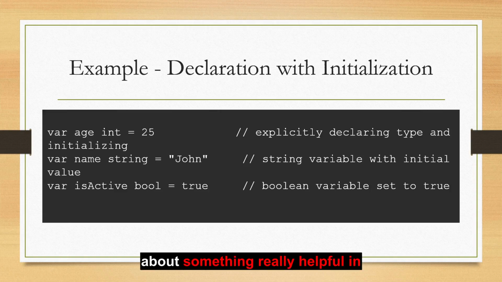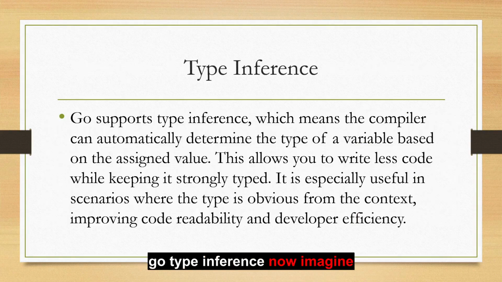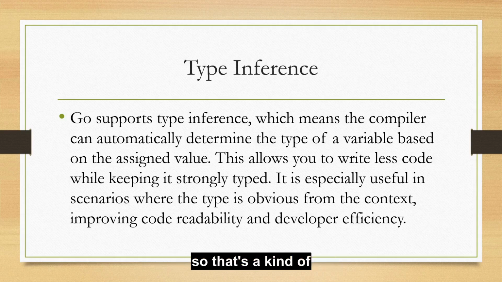Alright, so let's talk about something really helpful in Go: type inference. Imagine you are in a classroom, your teacher gives you a math problem and you write the answer, and without saying anything, the teacher knows it's a number. You did not need to say, hey, this is an integer, it's obvious, right? So that's kind of what type inference does in Go.